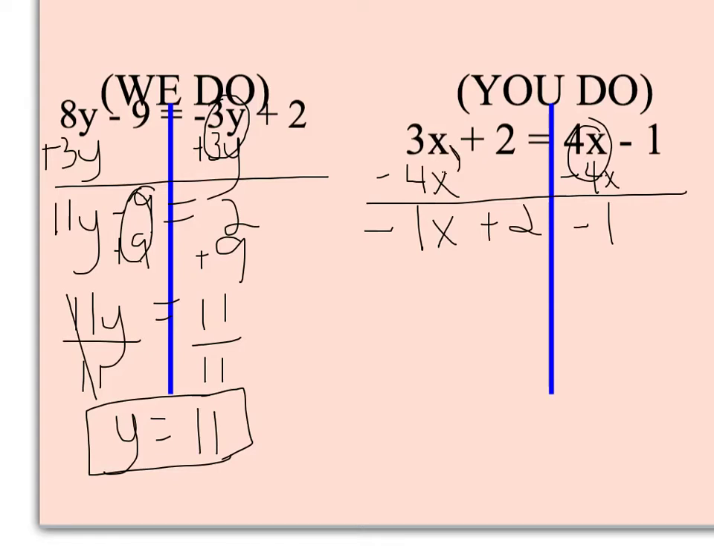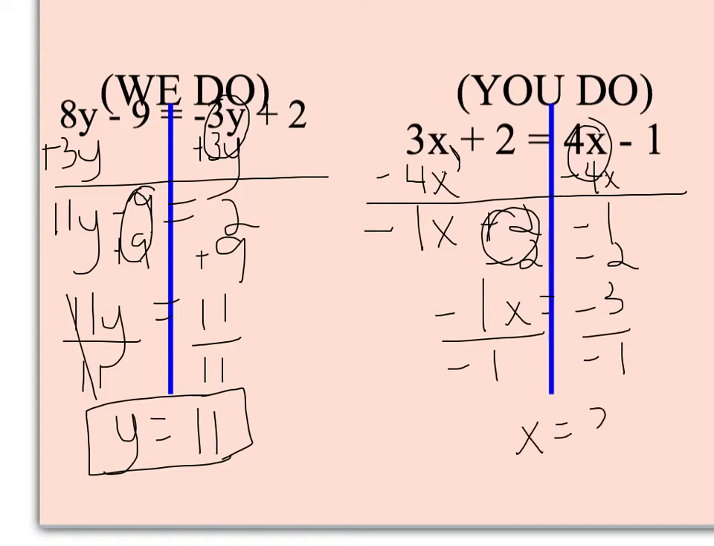To get x by itself, I'm going to subtract 2 from both sides to make this 0. And I'm left with negative 1x on this side. And over here I have negative 1 minus 2, which is negative 3. Divide by negative 1 on both sides. And I have x is equal to 3.